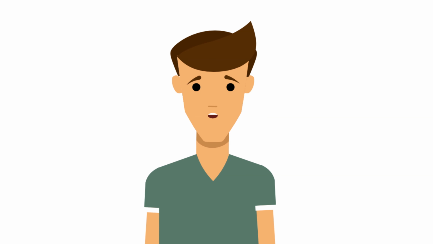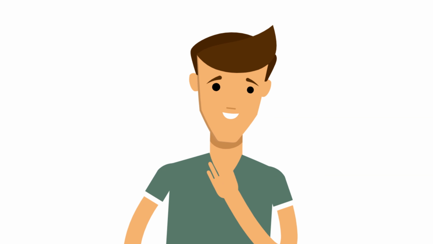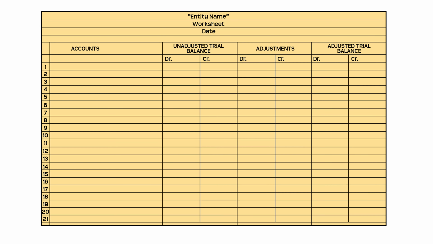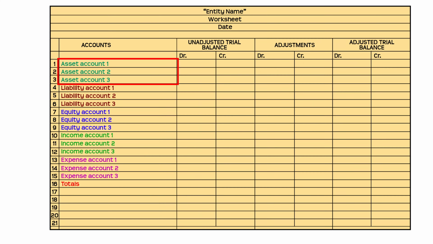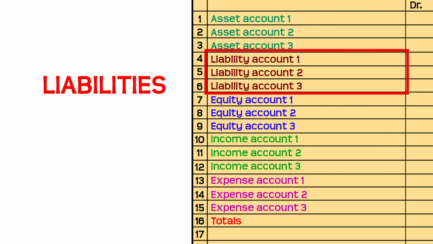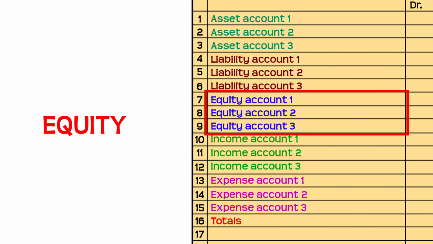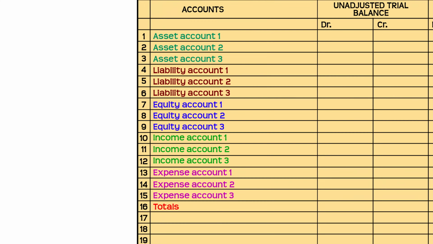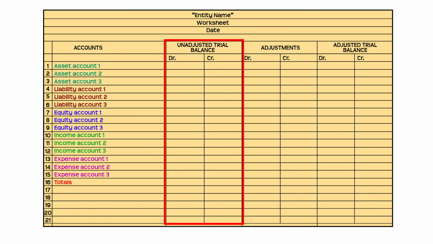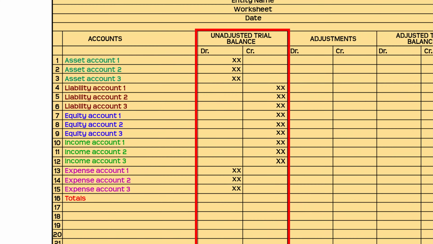Oh, so that is how a worksheet looks like. So how can I use the worksheet? To use a worksheet, you need to input all the account titles in the account titles column in the following order: assets, liabilities, equity, income, and expenses. Under the unadjusted trial balance column, the amounts derived from the ledger prior to adjustment shall be placed beside the respective accounts.